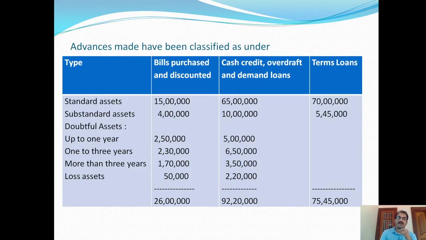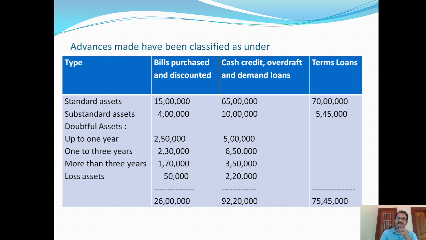Then the advances that have been made can be classified as under, by type of assets: bills purchased and discounted, cash credit, overdraft and demand loans, term loans. Standard assets: 15 lakhs, 65 lakhs, 70 lakhs. So we can find out the total: 70 plus 65 plus 15 is equal to 1 crore 50 lakhs.